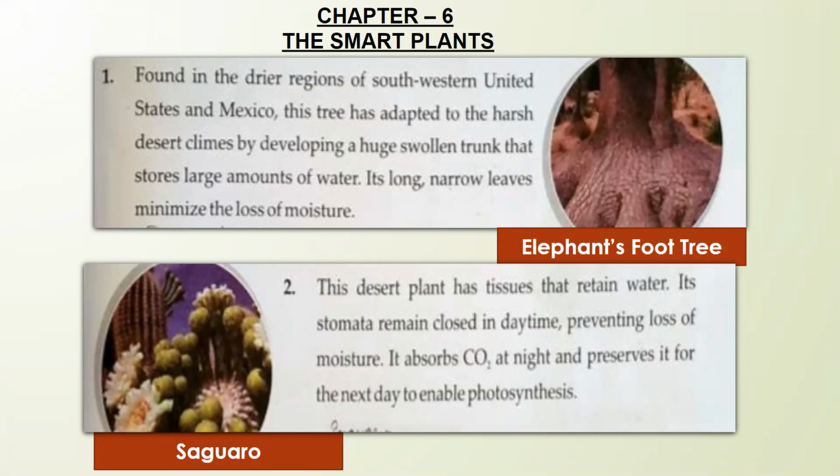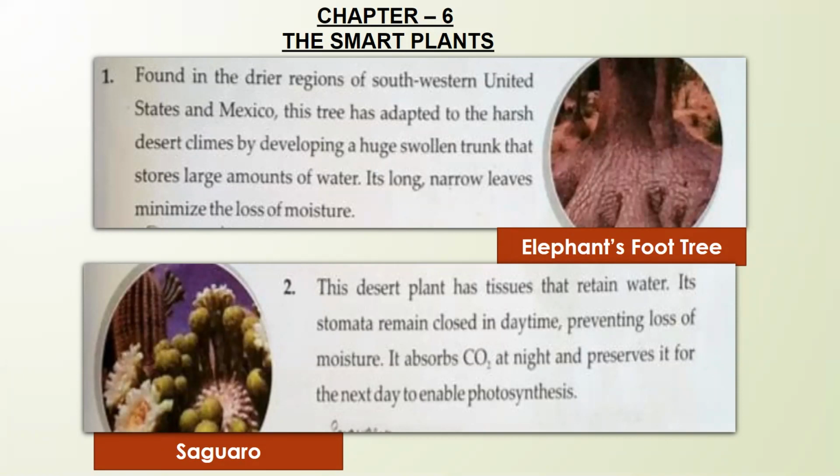Found in the dry regions of southwestern United States and Mexico. This tree has adapted to the harsh desert climates by developing a huge swollen trunk that stores large amounts of water. Its long, narrow leaves minimize the loss of moisture. And the answer is elephant's foot tree.